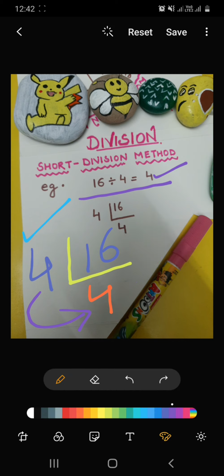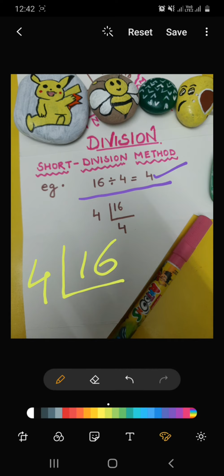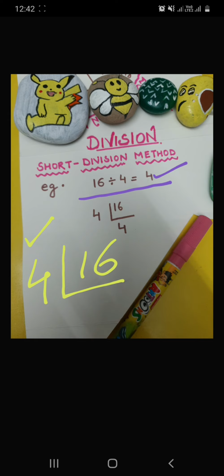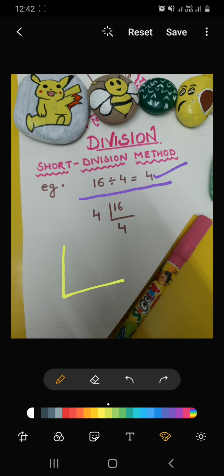Now children, you know how to write the short method. First of all, you have to make a symbol like this. You have to write the first number inside, second number outside, and the number which is written outside you have to read that table. And 4 4s are 16. This is your answer, and this answer also has a name. So in next slide you will come to know what is the name. Okay, so I think it is clear to you the short division method.